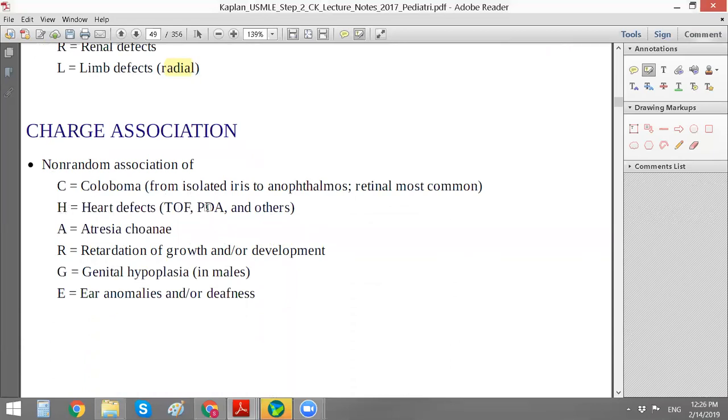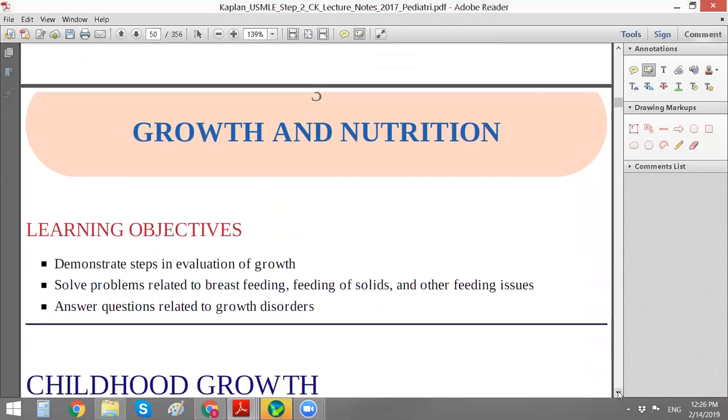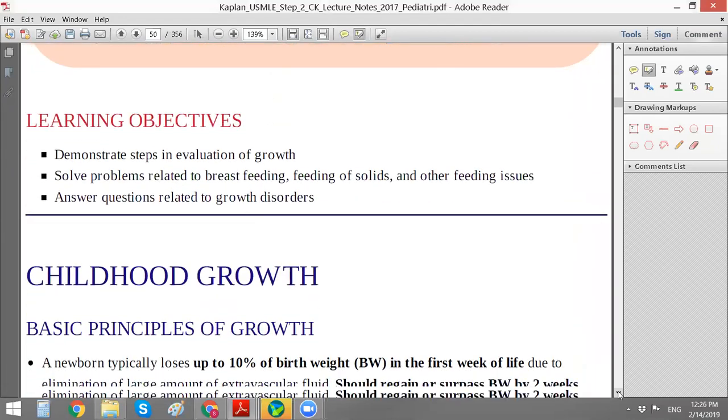Heart defects: TOF, PDA, others. Atresia choanae, retardation of growth and development, genital hypoplasia in males. G is for genitourinary in males and E is for ear abnormalities, like auricular tags and pits and those things. That is the CHARGE association. Then we go down and see growth and nutrition.